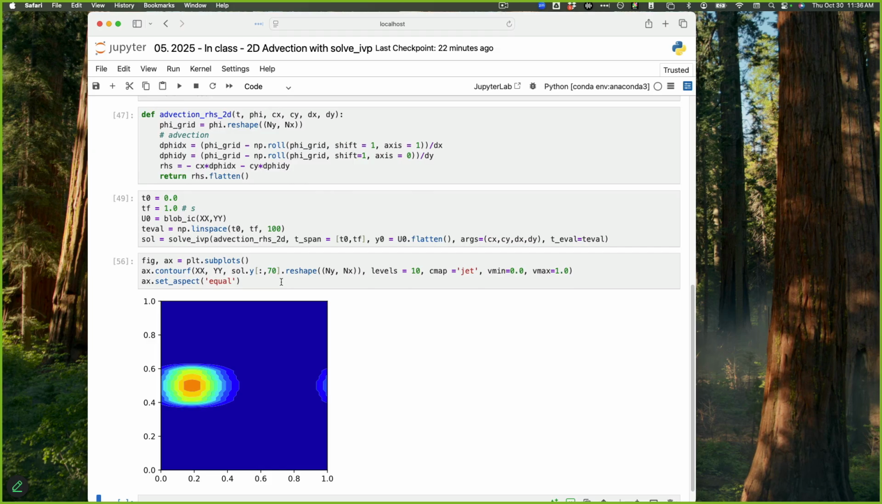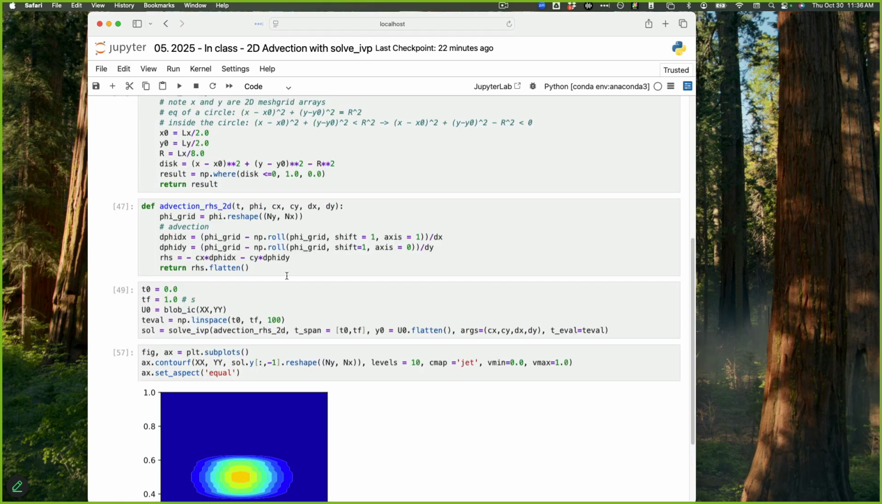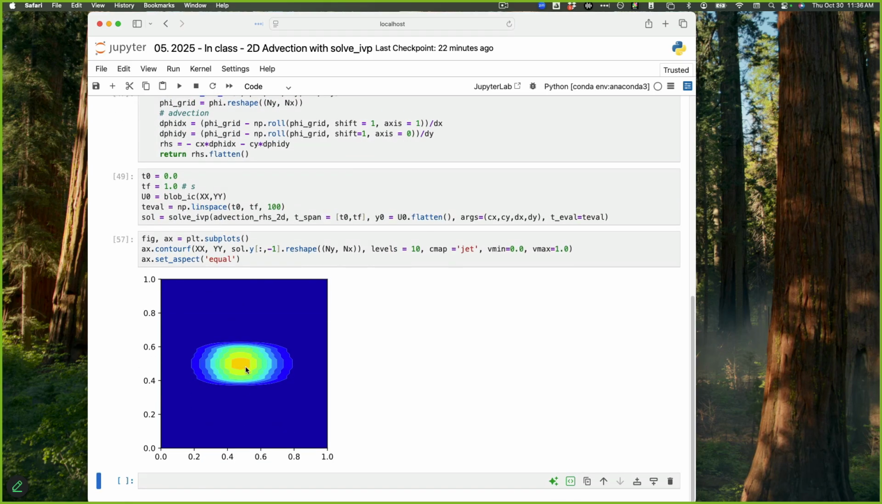That's the price you pay with upwinding. To correct for that, we need to do some advanced discretization, which is beyond what we need to do here. It's too much. And then at the last time step, it came back to its beginning spot, but it looks completely different. But at least what's true now is that I'm advecting in the x direction.